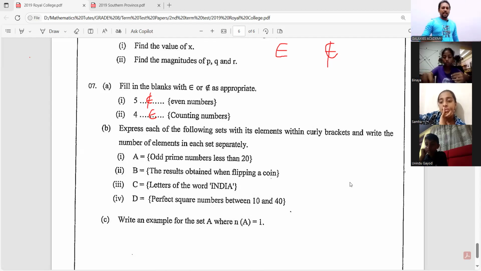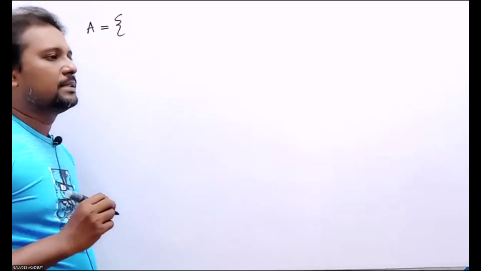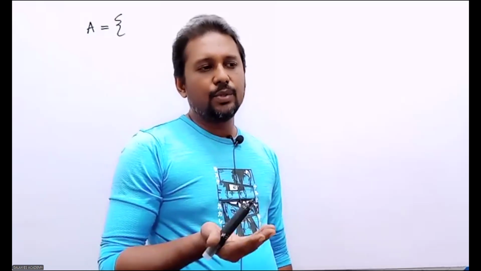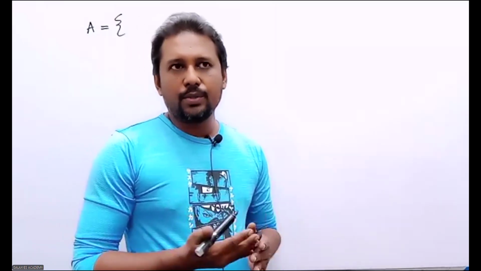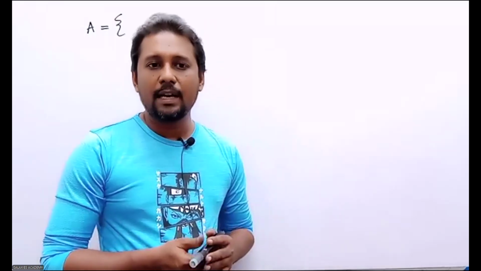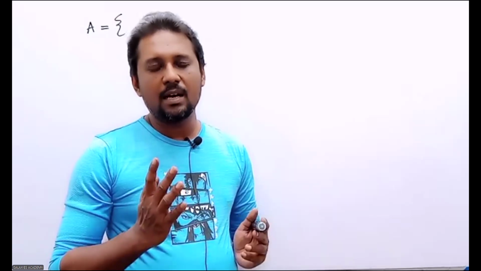Right, first one given, capital A equal odd prime numbers less than 20. Odd prime numbers less than 20. Right, they must be prime numbers and they must be odd. So capital A equal within curly bracket, what are the odd prime numbers less than 20? Also you know the prime numbers 2, 3, 5, like that, no? Also you studied in grade 6 class, one and only even prime number. What is it? 2. Other all numbers are odd numbers.